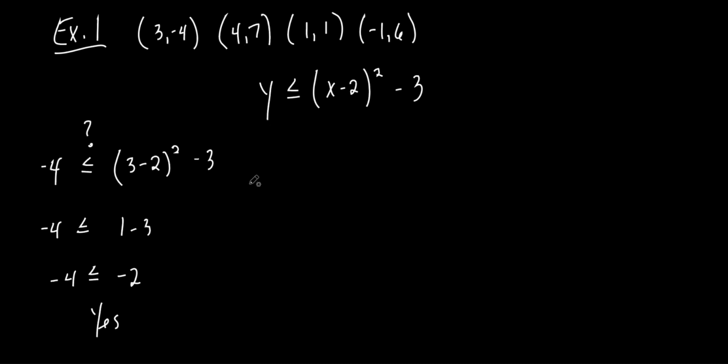So let's use 4, 7 this time. So I'm going to go 7. Again, I always like to put a little question mark right there because I'm not really sure if it equals or not. Sometimes I'll even, when I see that it works, I'll put a little check mark, then I'll put yes. You don't need the check mark, but that's what I do. All right, and let's put the stuff in here. So now we put the x in, which is a 4, so it's 4 minus 2, quantity squared, minus 3. So let's see if this works. 4 minus 2 is 2. 2 squared is 4. 4 minus 3 is 1.